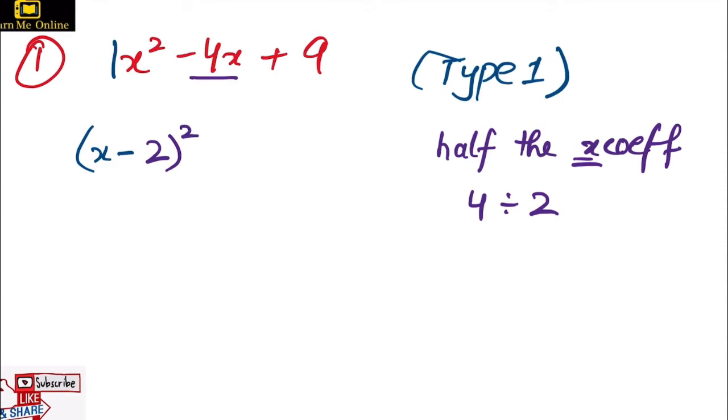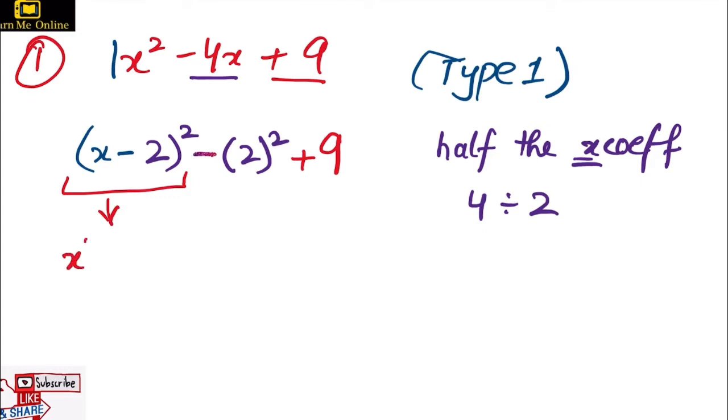And then we get minus the square of the second term written inside the bracket, and this must always be a negative sign. Whatever the next term is, here plus 9, you write it down. Why we do minus 2 squared: when you expand this out, you come out with x squared minus 4x plus 4. When we expand it, I just compare them together.